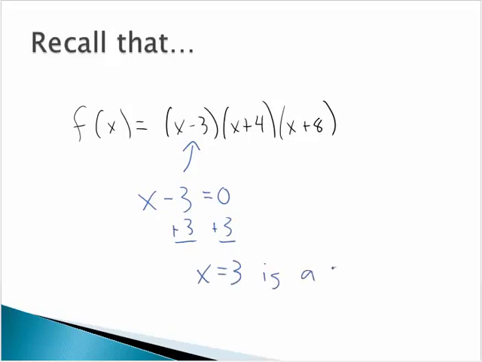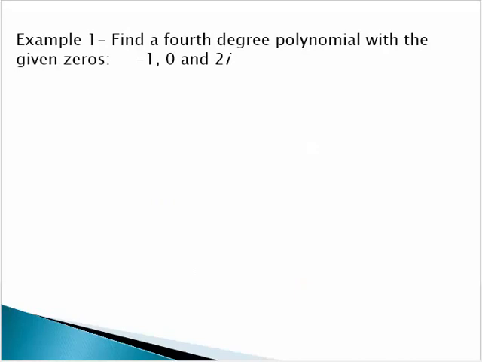That is a 0. So in other words, if x minus 3 is a factor, x equals 3 is a 0 or an x-intercept, right? And you would get another one here and another one here, -4 and -8, right? So if you're given a polynomial, you can find the zeros. Now we're going to go the other way. For example, I'm given some zeros and I need to find the polynomial, okay?